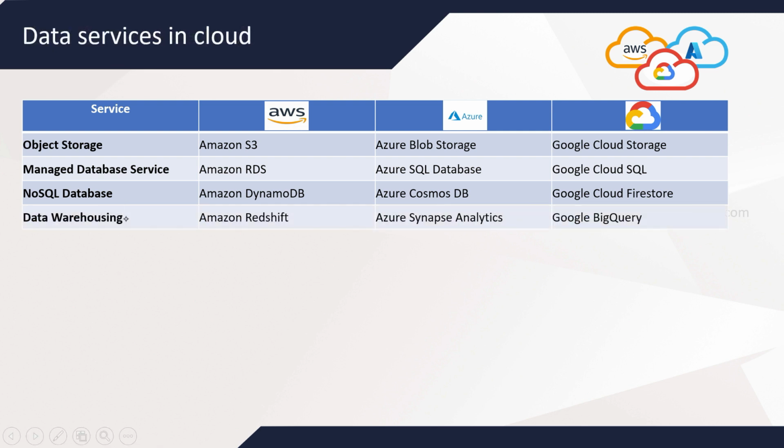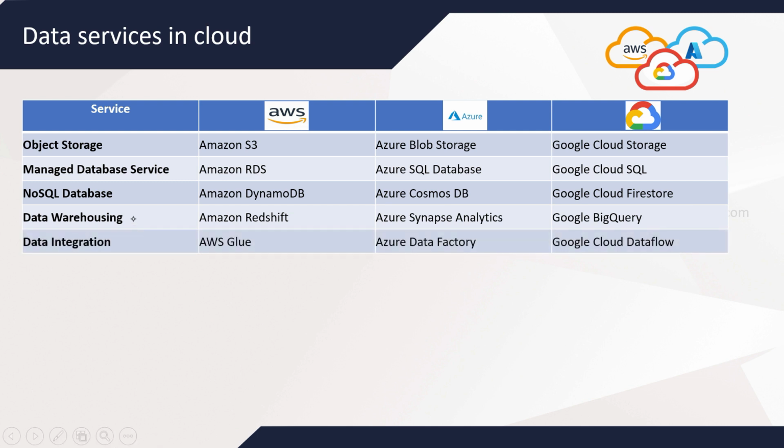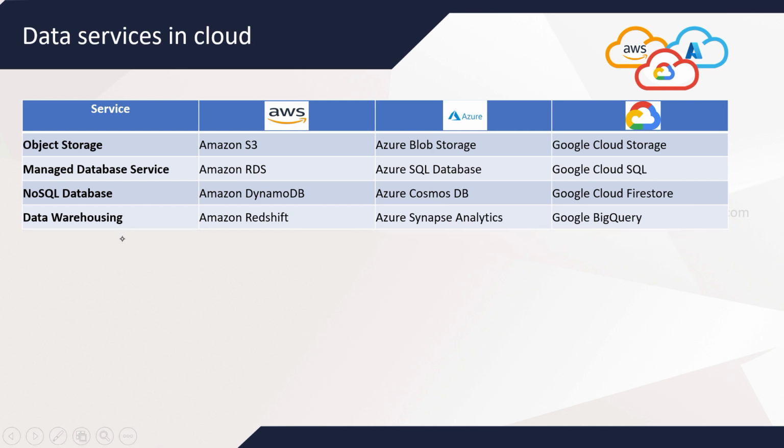All right, the fourth one is data warehousing solutions. For data warehousing on the AWS side, we have Amazon Redshift, and on Azure we have Synapse, and on the GCP side we have Google BigQuery. These are the petabyte-scale data warehousing solutions built in these cloud vendors. They are very famous, and they are primarily used for analytical purposes in order to create and manage your data warehouse, data marts, and all of that.